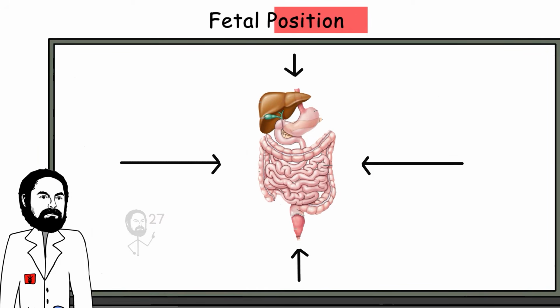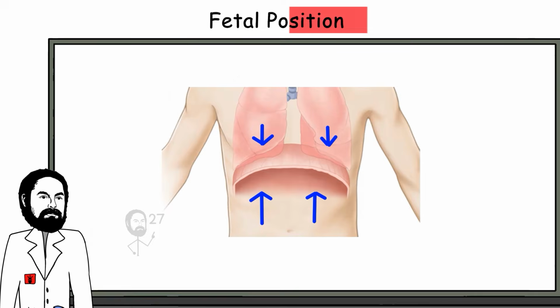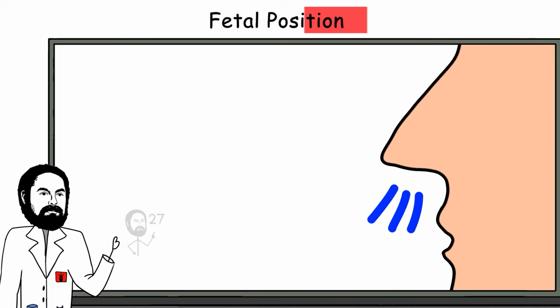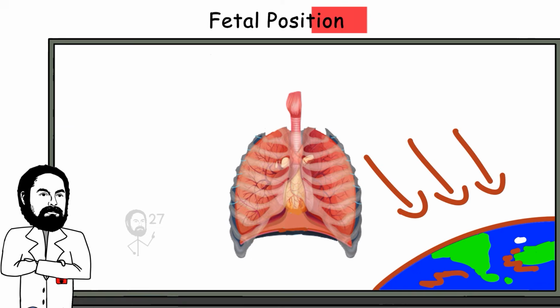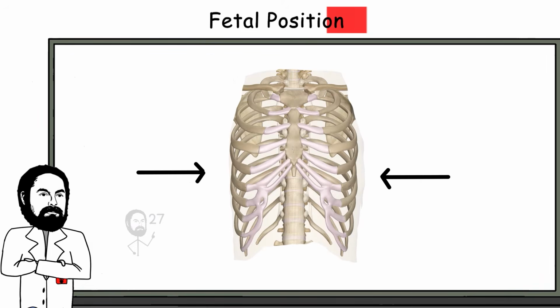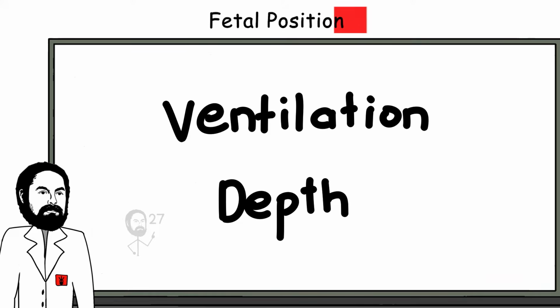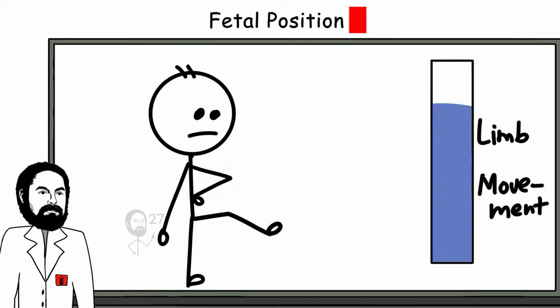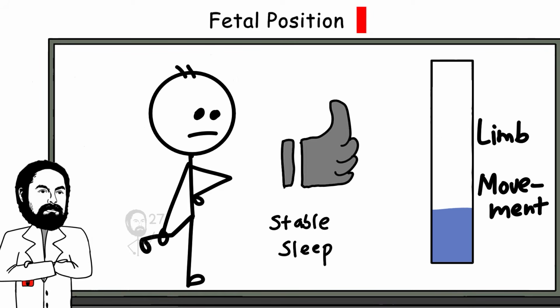Organ placement becomes more centralized within the abdominal cavity. Flexion decreases abdominal wall tension, subtly changing diaphragmatic movement and breathing mechanics. Lung expansion remains gravity-dependent as in side sleeping, but thoracic flexion slightly limits ribcage expansion, influencing ventilation depth rather than airflow stability. Proprioceptive input is dampened due to reduced limb extension, supporting stable sleep states.